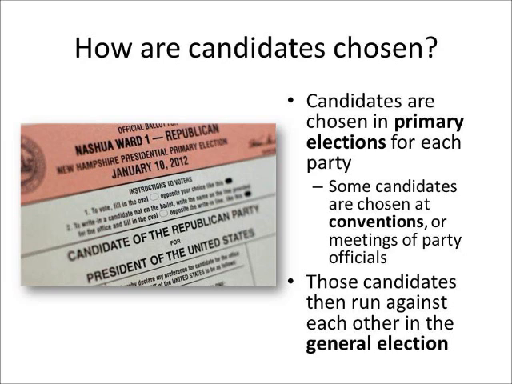And then the winner of those primaries will go on and face off against each other in what's called a general election. And that's what's coming up in a few days on November the 6th. The Democratic nominee is Barack Obama, and the Republican nominee is Mitt Romney. He won the primaries for the Republican Party. So that is how the candidates are actually chosen to run against each other.